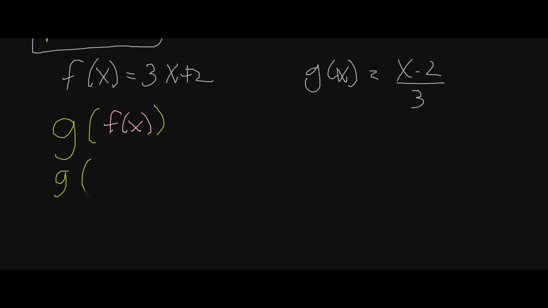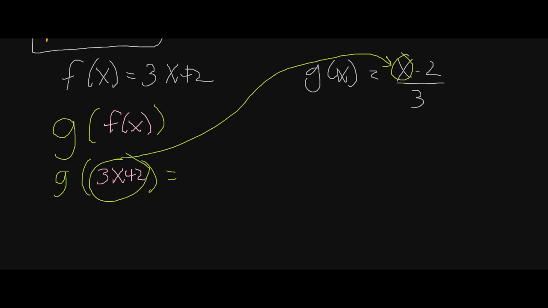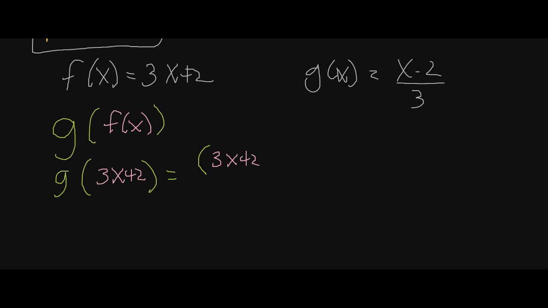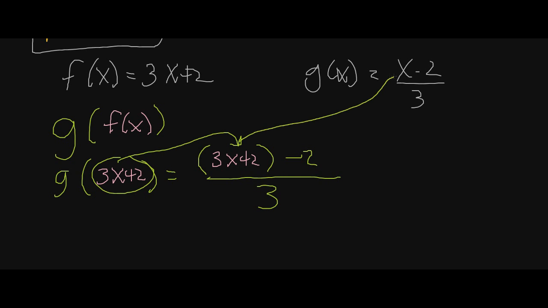So we're going to get g of, well, it's going to be 3x plus 2. And we're going to replace it like before. This entire thing is going to replace x. It's going to replace our input wherever we see the x. So we're going to get parentheses 3x plus 2, close the parentheses, minus 2, all divided by 3. As you can see, all I did was take this entire function and replace it where there was an x, which was right there.